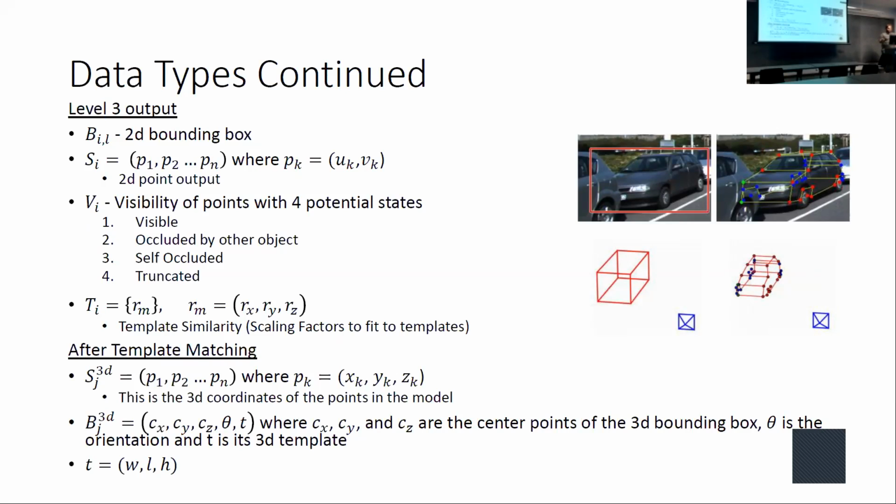The potential states for visibility are visible, occluded by another object, self-occluded, and truncated. So whether you can see it, whether it's behind something else, whether it's behind itself, or whether it's just inside of the image. And then template similarity. Template similarity is what we use in order to figure out which of these cars is actually in the image. It's used later on in the template matching. So after template matching: center of the bounding box, orientation, and size of the bounding box.